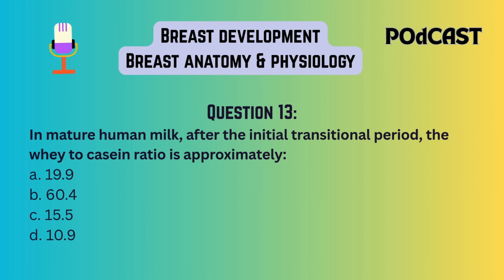This balance provides easily digestible whey proteins along with casein. 90-10, A, is more like early colostrum or transitional milk. 50-50, C, might be seen in very late lactation. 10-90, D, is more characteristic of bovine milk.